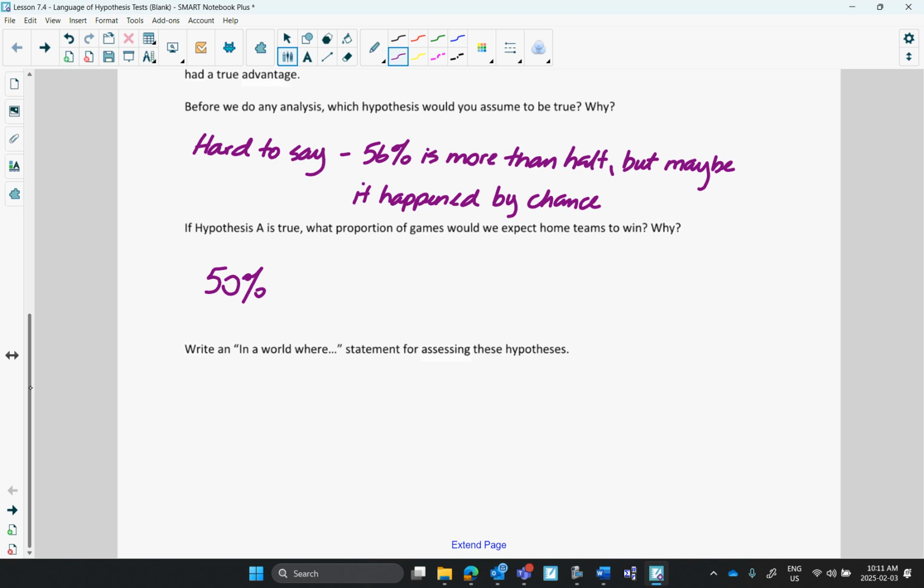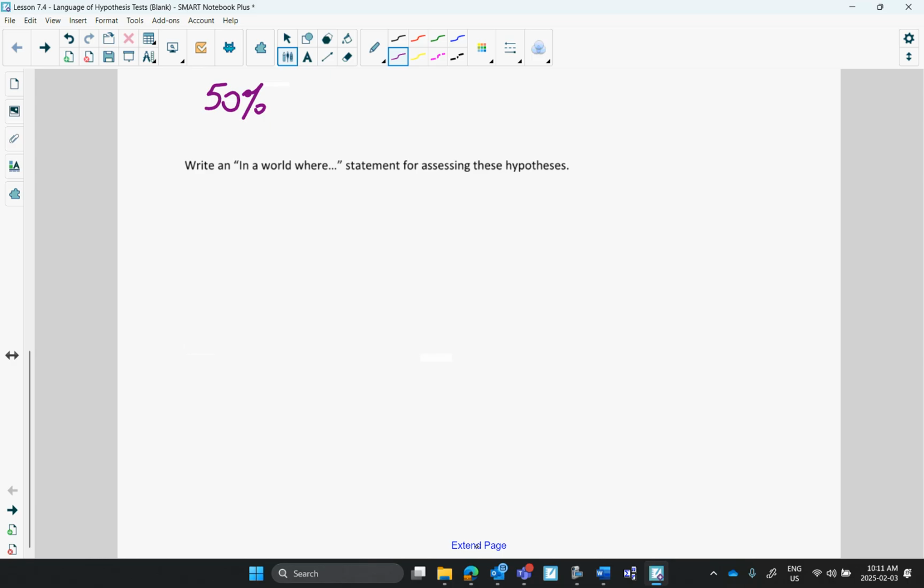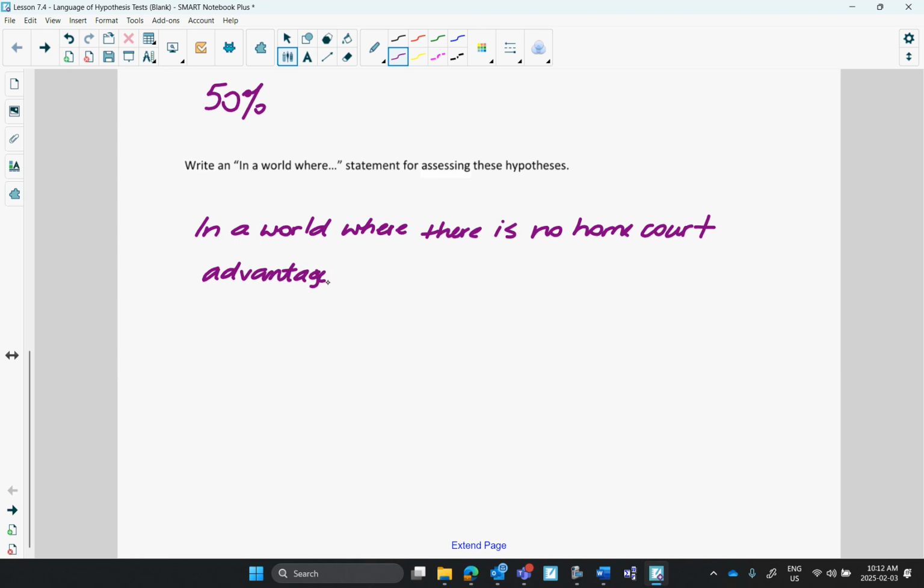So to restate the question, and often we use this phrase "in a world where": in a world where there is no home court advantage, hypothesis A, the status quo, what are the chances the home team wins the result that actually happened? Wins 56% of the games, or 55.7%?